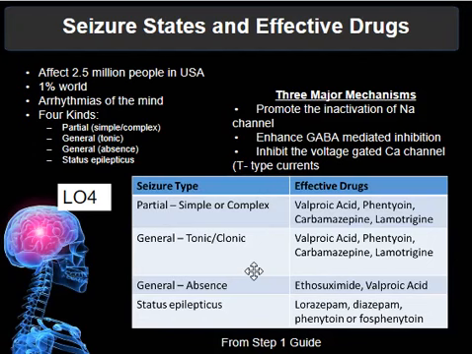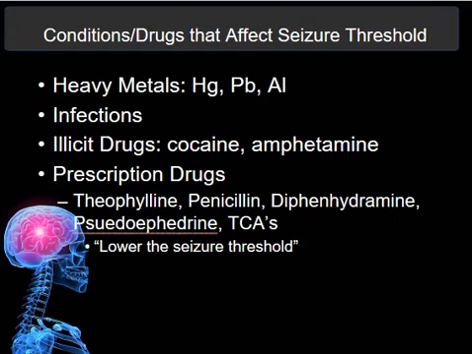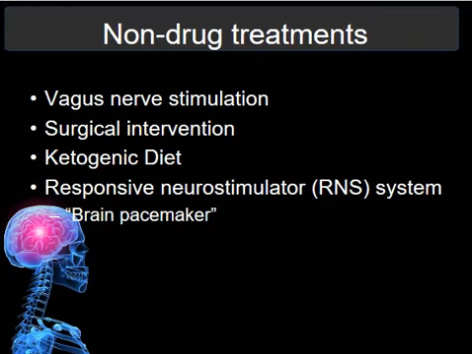But we're going to look at 3 major mechanisms which are listed here, and these are basically the 3 main drug classes. There are certain conditions or drugs that can affect what's deemed the seizure threshold: heavy metals, mercury, lead, aluminum, certain infections, several illicit drugs, several prescription drugs. All of these can lower the seizure threshold and produce these conditions.